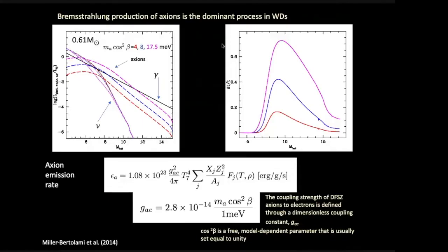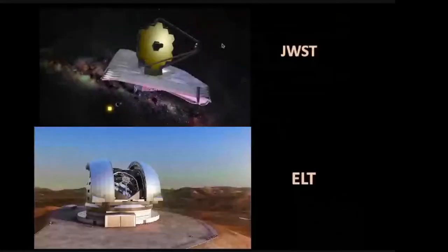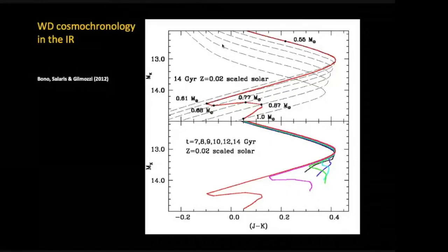I'm not going to talk about axions because there's no time. I just wanted to mention briefly that JWST and ELT will open a sort of new window on white dwarf cosmochronology. We talked about this in a paper with Bono, Salaris and Gilmore in 2012, where we anticipated what we would see in the infrared. Here we show K versus J minus K: how do white dwarf isochrones look in the infrared, thinking of JWST and ELT? And that's how they look, which is very different from what you see in the optical.